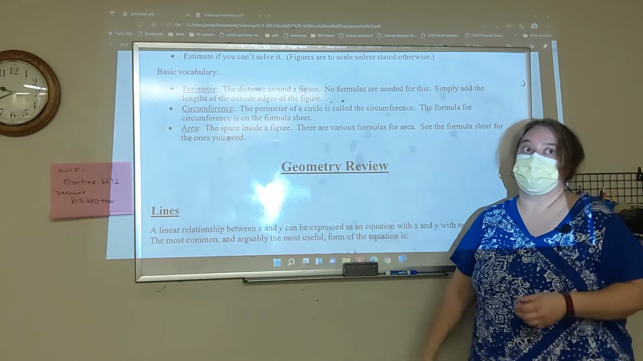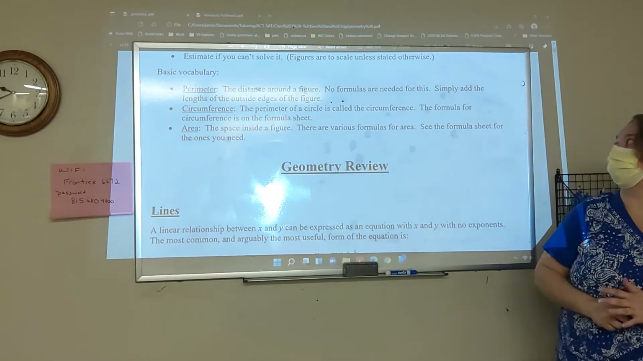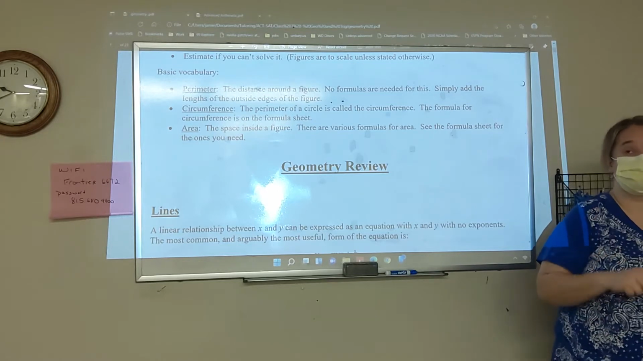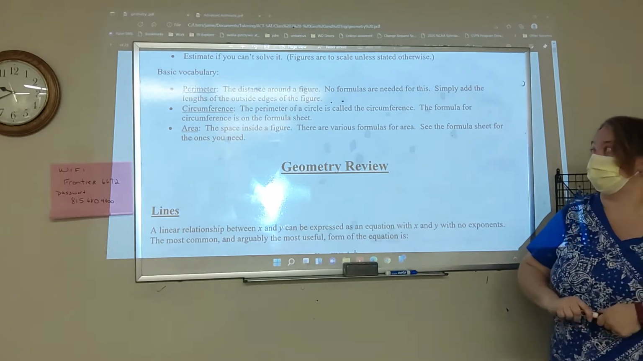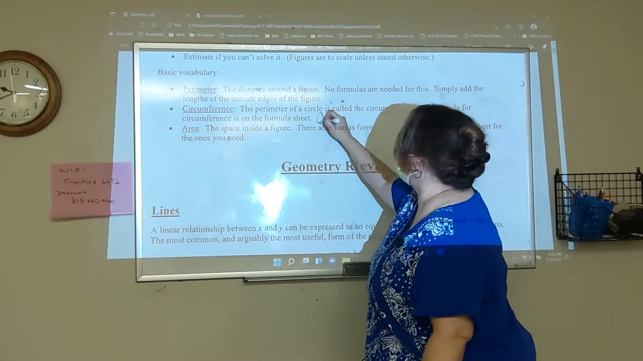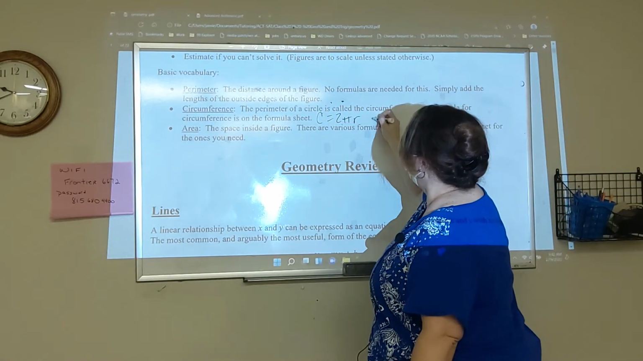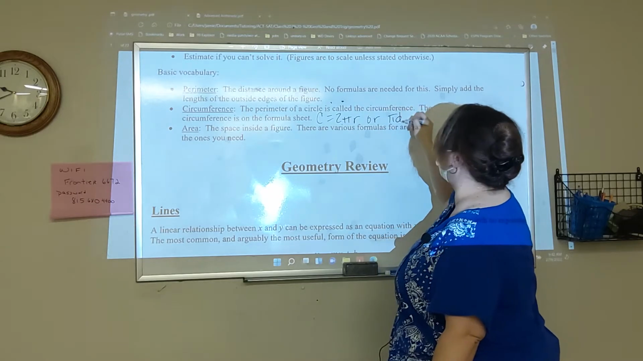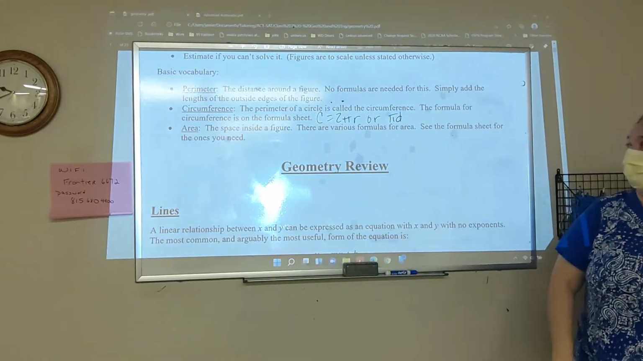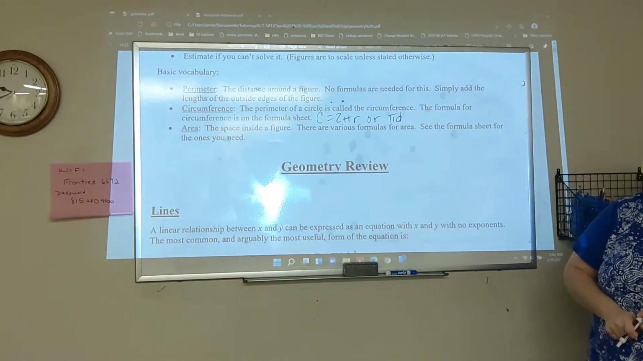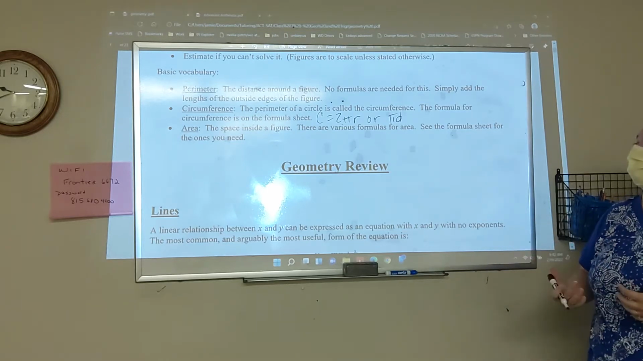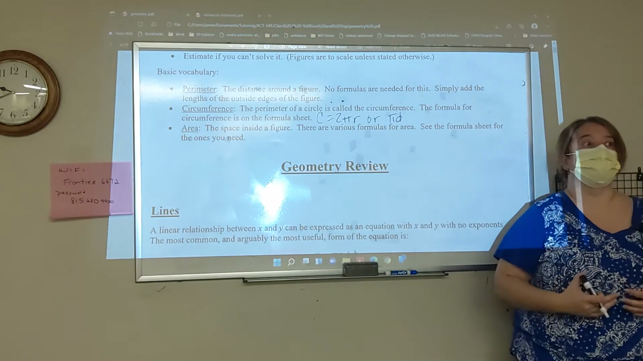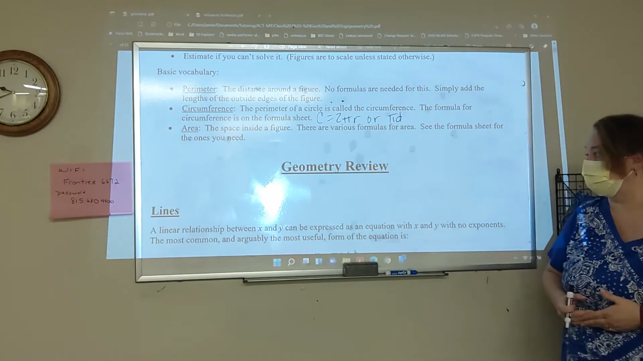Circumference. The circumference is just a fancy word for the perimeter of a circle. The formula for the circumference is on your formula sheet for your SAT. Remember, you have to know it for your ACT because you're not given a formula sheet. Circumference formula is 2 pi r or pi times your diameter, whichever one floats your boat. Area. The area is just the space inside of a figure. There are a bunch of different formulas for areas. Again, see your formula packet for the ones that you need to know.